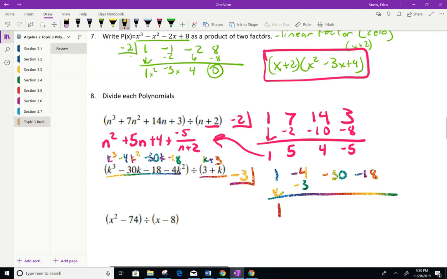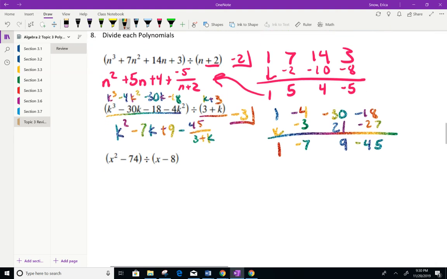1 times -3 is -3. -7 times -3 is positive 21, which makes this 9. 9 times -3 is -27. Our remainder is still stupid large, but at least I'm a little more confident that I did that correctly. So we get -45. So we're going to have k squared minus 7k plus 9 minus 45 over 3 plus k, or k plus 3, however you want to do that.